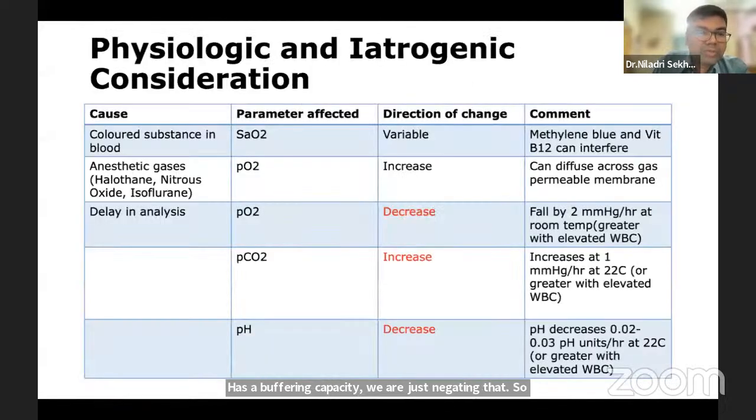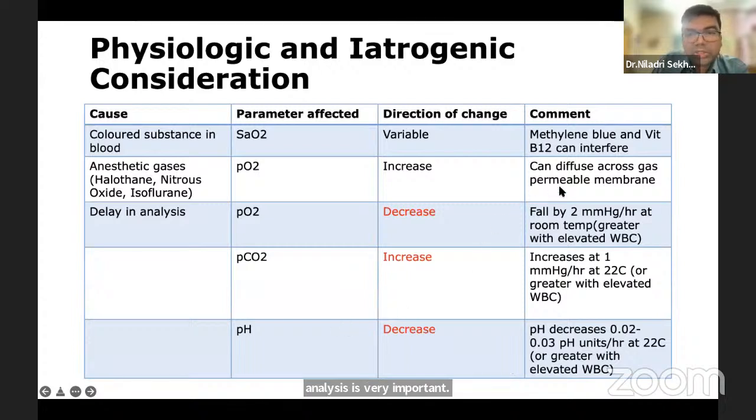Okay. So now a few other things we just want to tell you. If you are giving methylene blue to a patient in very severe shock, or vitamin B12, they can sometimes interfere with your oxygen saturation. Anesthetic gases like halothane, nitrous oxide, isoflurane can also cause an increase in PO2. Delay in analysis is very important: your PO2 will decrease, PCO2 will increase, and pH will decrease.